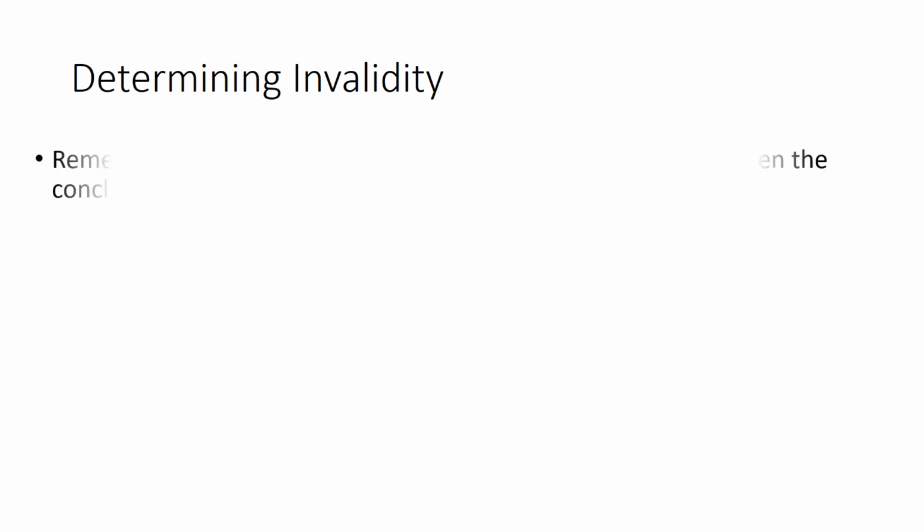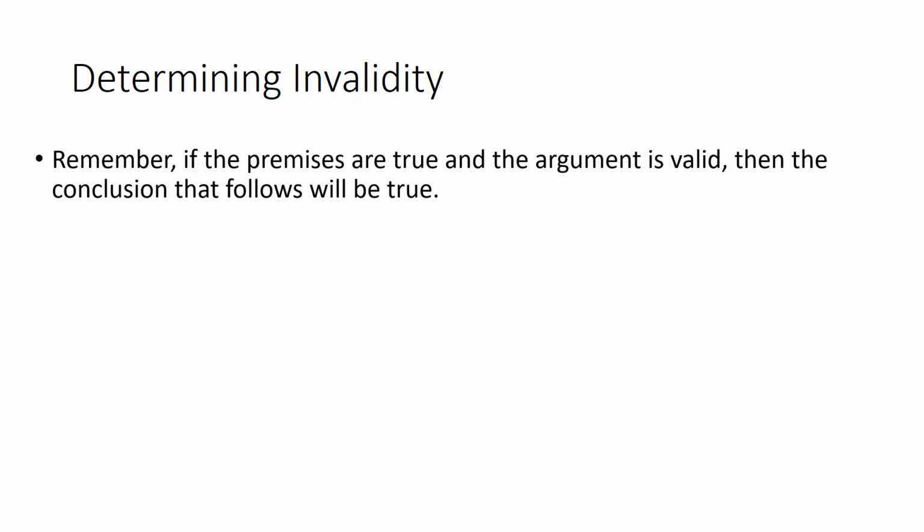Determining invalidity. Now remember that if the premises are true and the argument is valid, then the conclusion that follows will be true. It's guaranteed to be true. All men are mortal, Socrates is a man, therefore Socrates is mortal. The premises are true, the argument is valid, so the conclusion must be true.